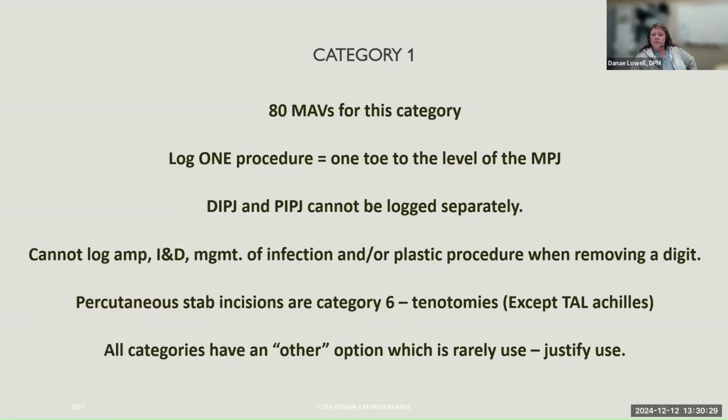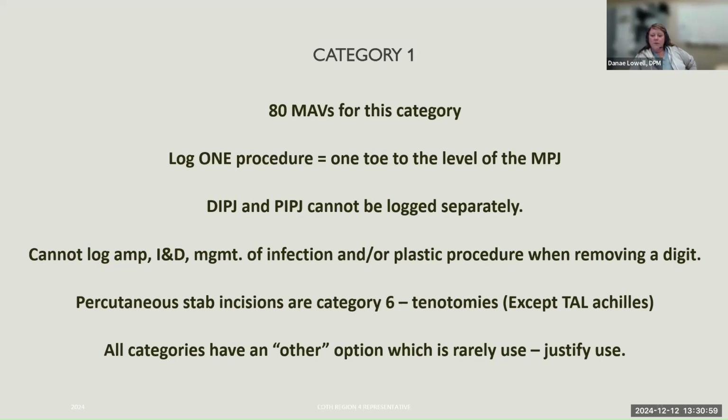Category 1 encompasses procedures performed on the digits. The MAV for this category is 80. This means one procedure for each toe. They cannot be separated into multiple procedures. For instance, if you amputate a toe, you log a single procedure, amputation of a digit. You cannot log an I&D, management of infection, and plastic procedure in addition to the amputation.